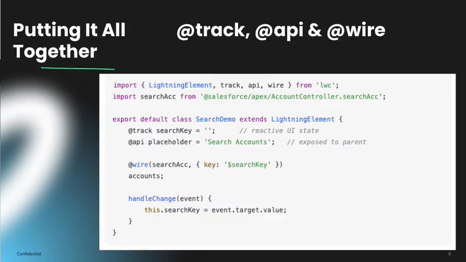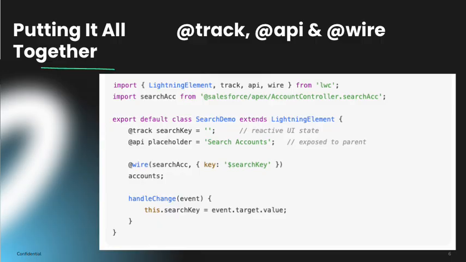Let's combine all three decorators into a single real-world example, a small search accounts component. Here's how it all comes together. Track on searchKey updates the UI instantly when the user types. API placeholder lets the parent customize the component label. Wire searchAccounts runs automatically whenever searchKey changes. This is the real power of LWC reactivity: smart updates, automatic refreshes, and cleaner code.